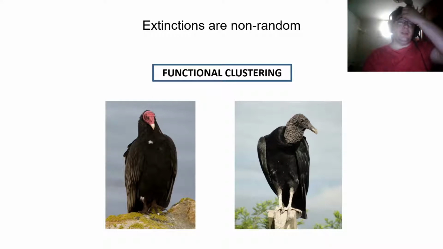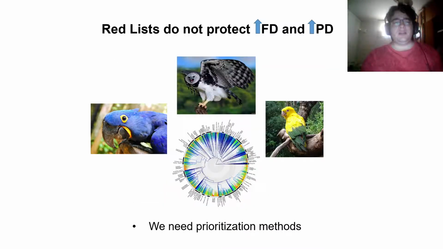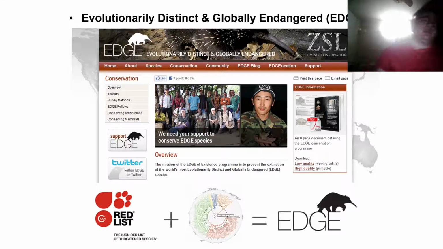So extinctions are not random. They can present functional clustering. So birds vulnerable, for example, to climate change, or big birds, can make that pattern of functional clustering in red list categories, and they can also have a similar evolutionary history, or phylogenetic clustering too. So red lists do not protect higher functional diversity or phylogenetic diversity than expected by chance, and we need prioritization methods for that.